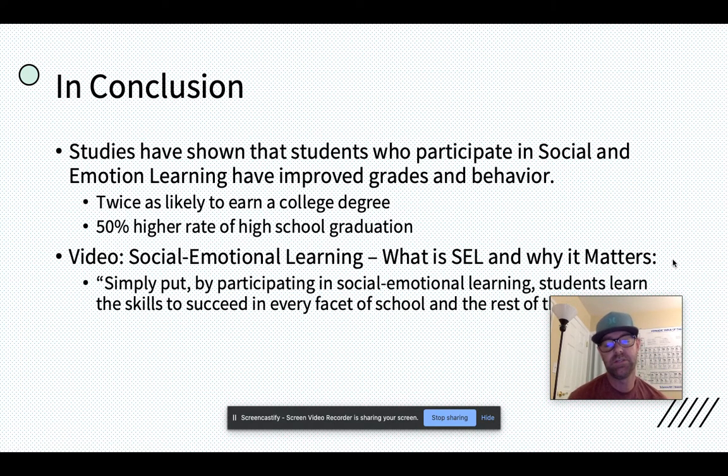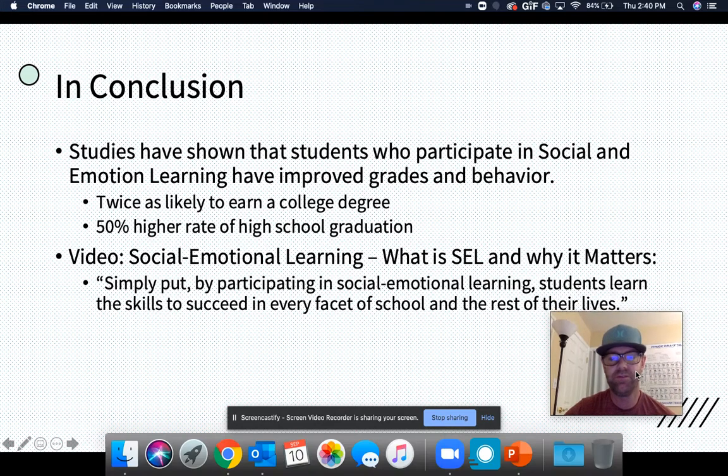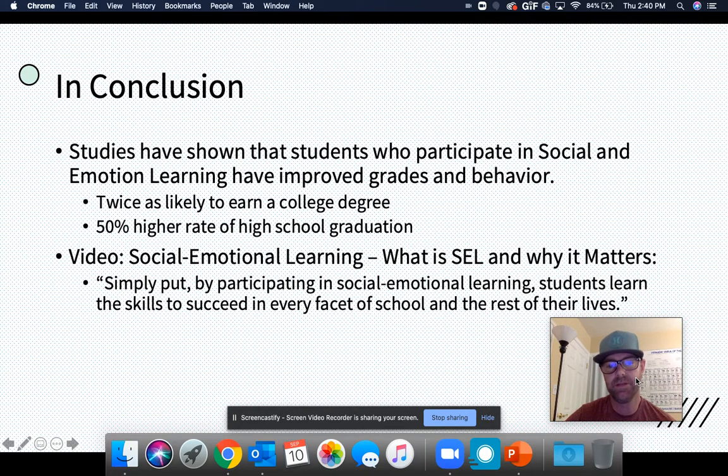Studies have shown that students who participate in social emotional learning have improved grades and behavior. They're twice as likely to earn a college degree and have a 50% higher rate of high school graduation. In the video Social Emotional Learning, What is SEL and Why It Matters, the professor was quoted as saying, simply put, by participating in social emotional learning, students learn the skills to succeed in every facet of school and the rest of their lives.